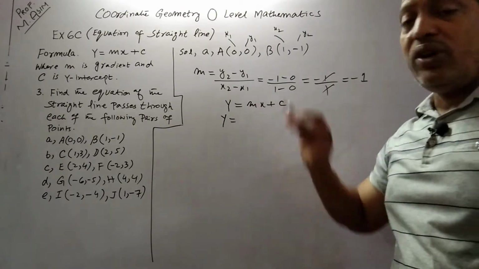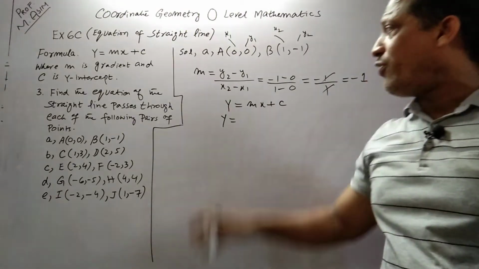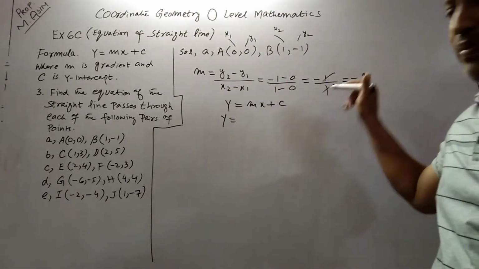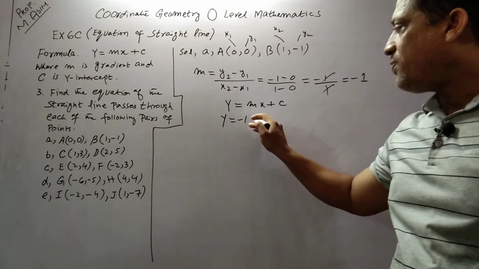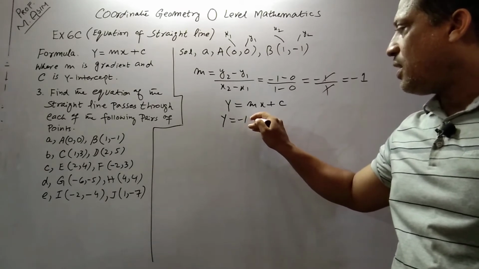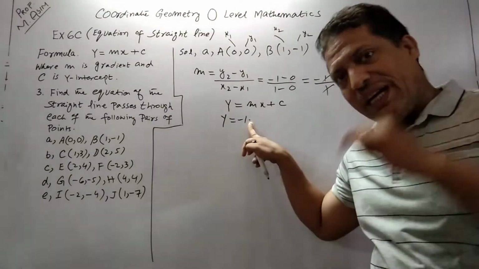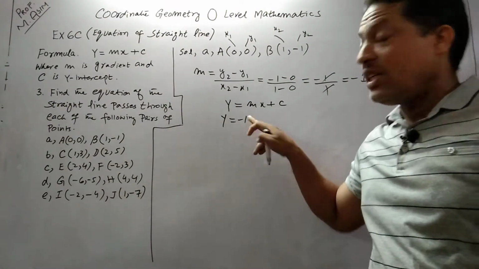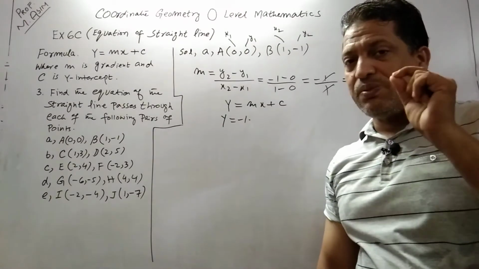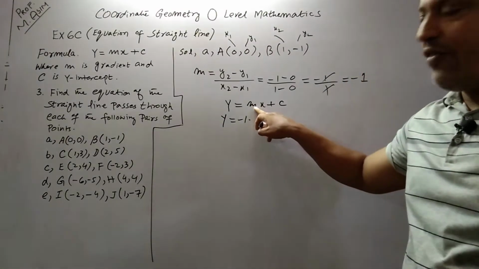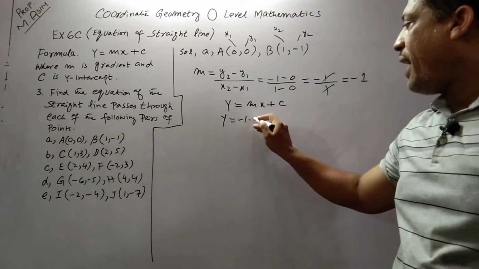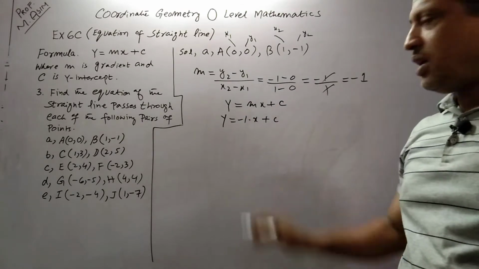Y is equal to, what is the value of m? We get from part A, the value of m is minus 1. Minus 1 into x. Here I am placing a dot. This dot means multiply. Please keep in mind, this is not a decimal. So what is the value of m? It is minus 1 into x plus c.